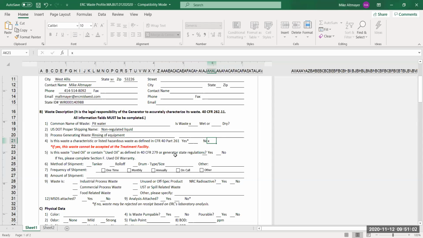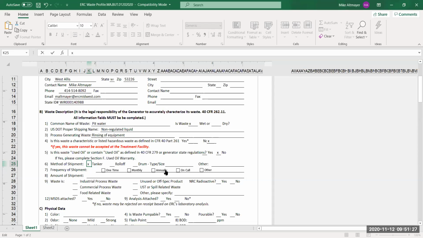Is this waste a used oil or contain used oil as defined in 40 CFR 279? Again, if you need help with that, give us a call, either Zach or myself, and we can talk you through that. I'm just going to say for my profile, no, it's not a used oil. The method of shipment would be tanker in this case, and then you don't have to fill out any of this.